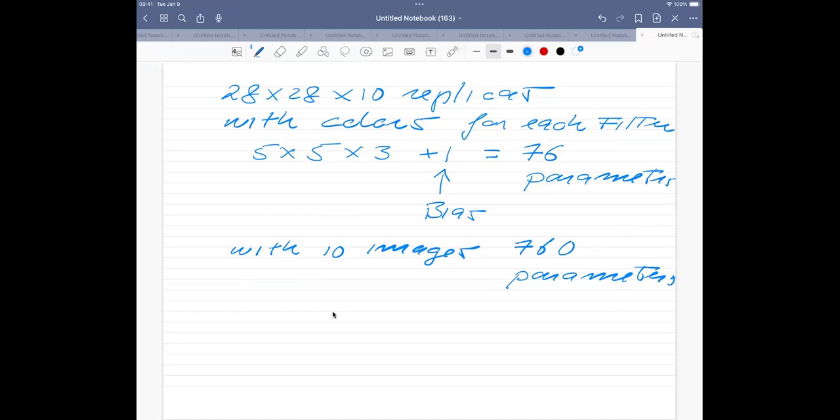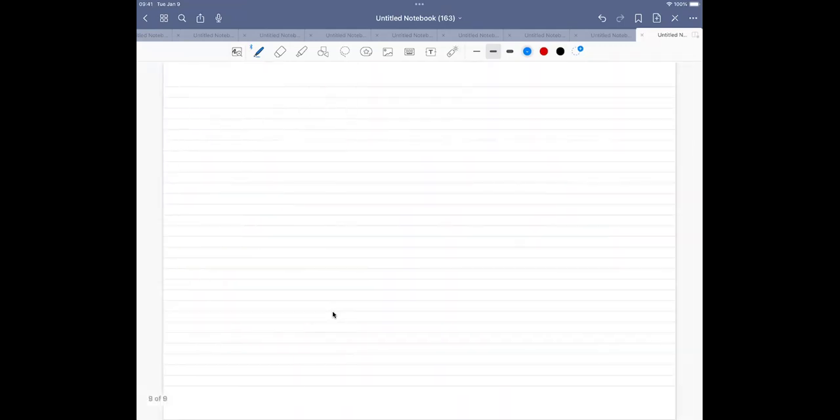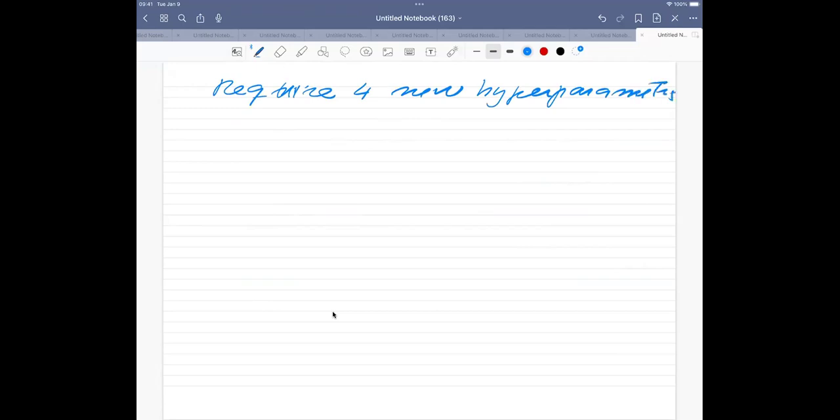So if we want to summarize this part, what we end up with is a new set of parameters. So typically we require, in addition to the training, 4 new hyperparameters in the training here. And these are set by you before you start training.